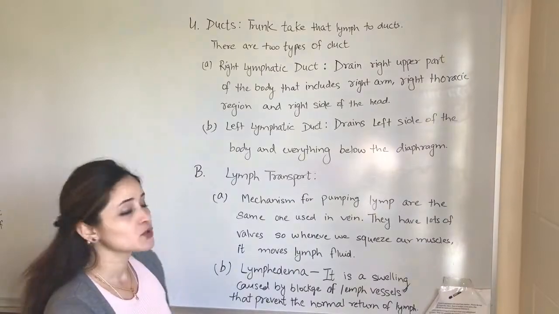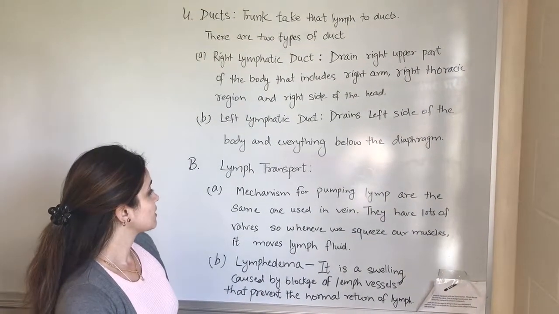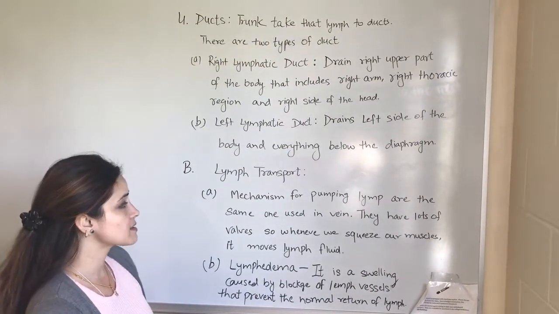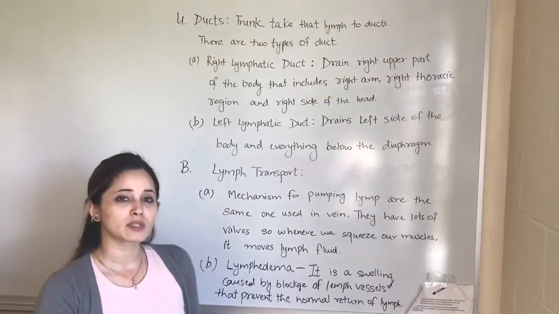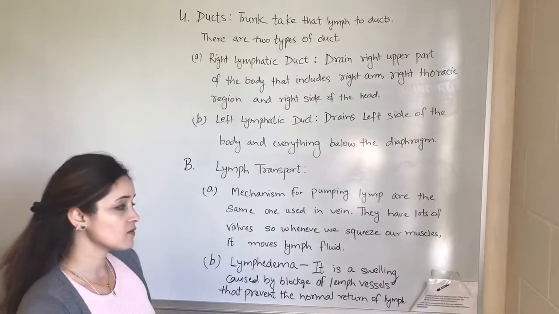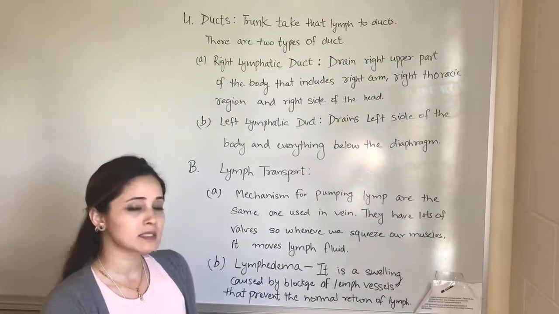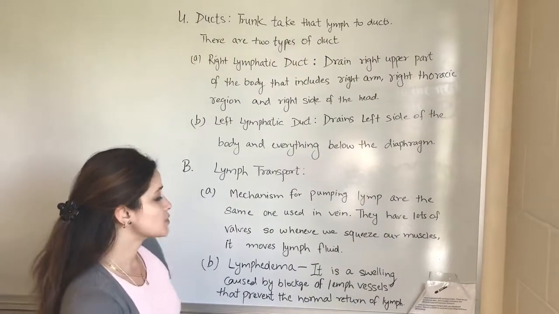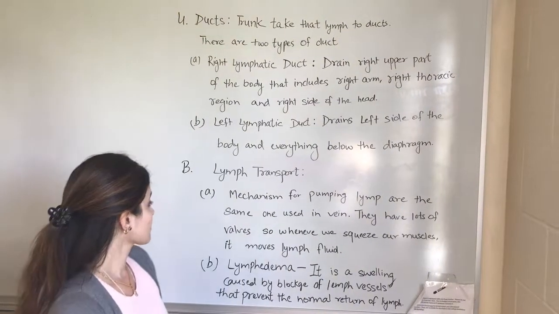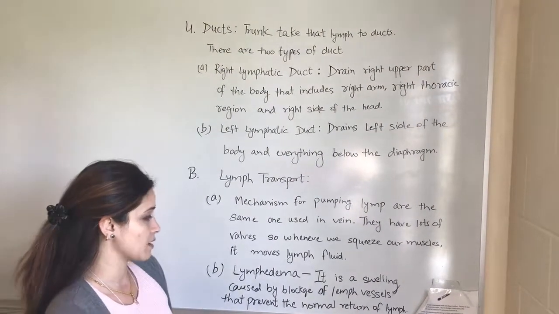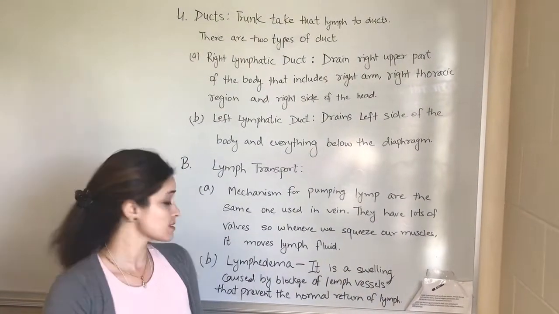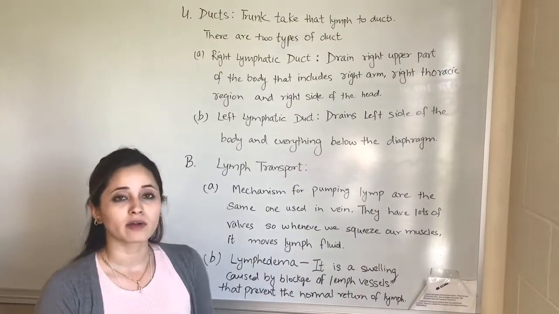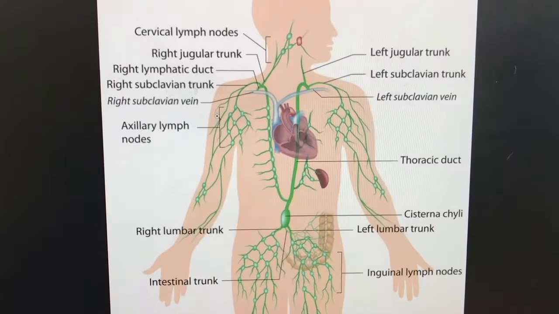And the next part we're going to talk about is lymph transport. For lymph transport, we have mechanisms for pumping lymph, which are the same ones used in the veins, and they have lots of valves, so whenever we squeeze our muscles, it moves lymph fluid. And then we have lymphedema. It's a swelling that is caused by blockage of lymph vessels that prevents the normal return of lymph fluid.